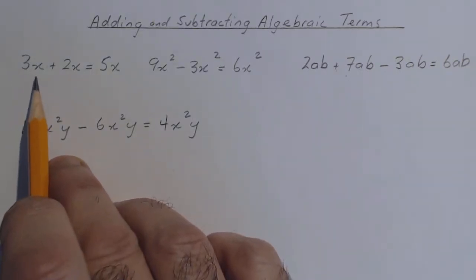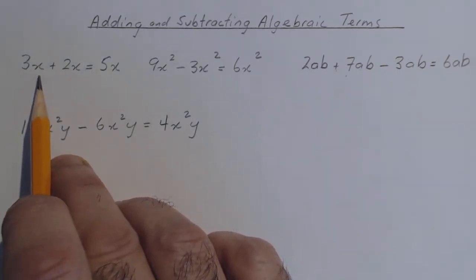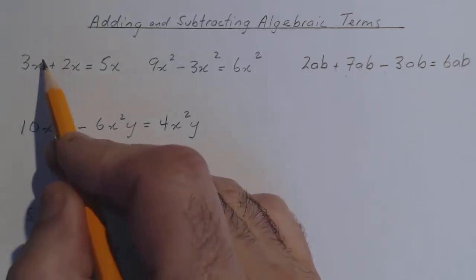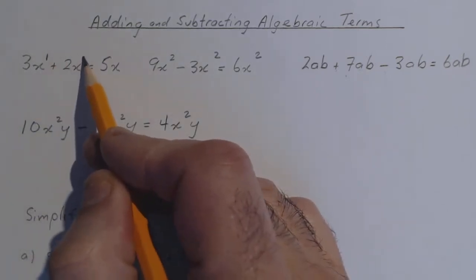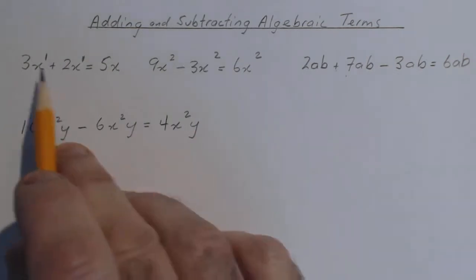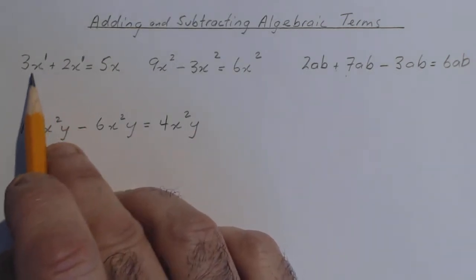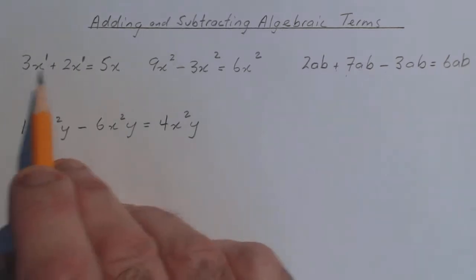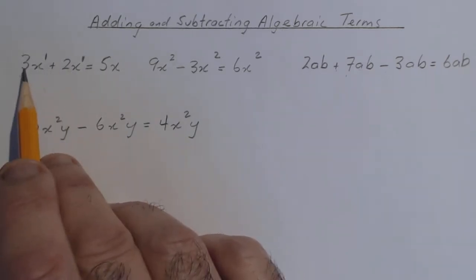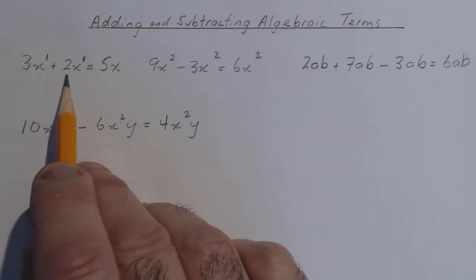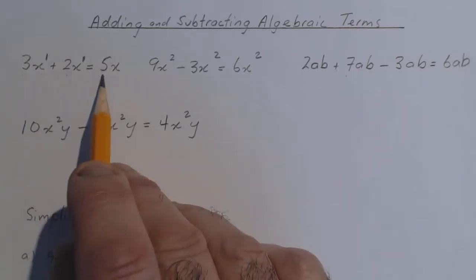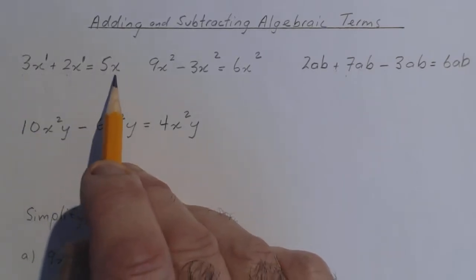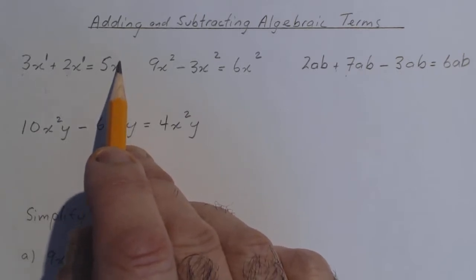So here, for example, we have x, and x means x to the power of 1. x to the power of 1 is the variable and power. They are the same, therefore we can collect the coefficients in front of the variable. And in this case, it's 3 and 2. And we add them together and we get 5. And we keep the same variable and power.